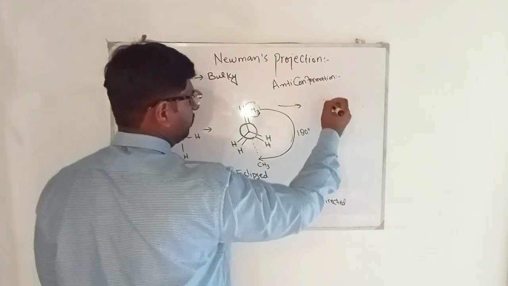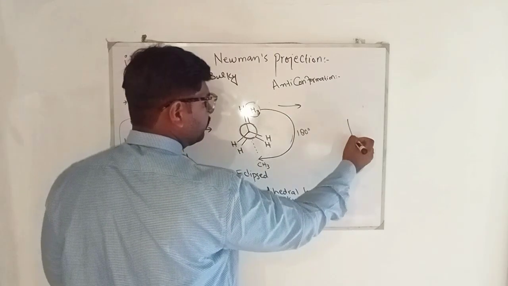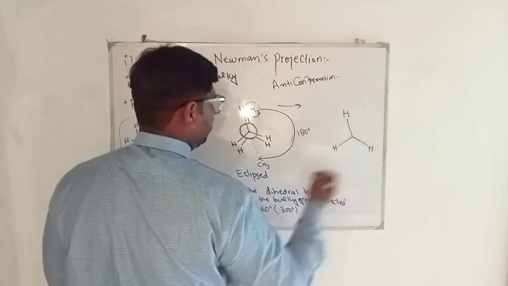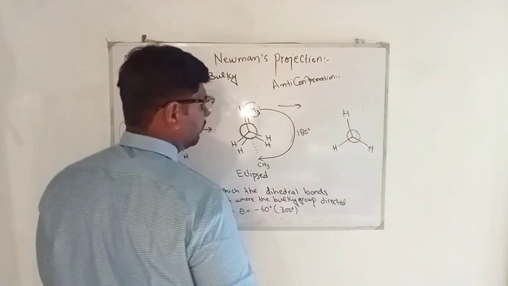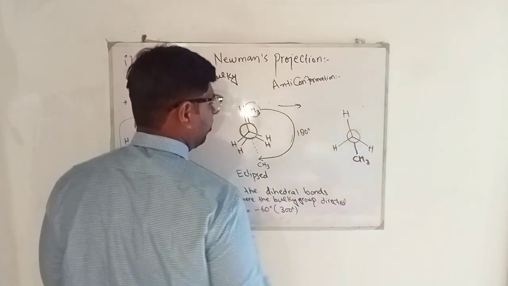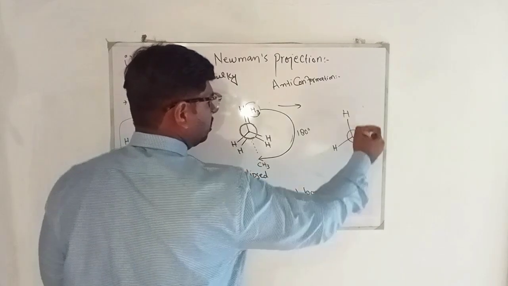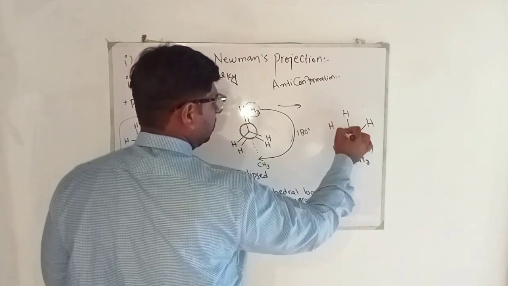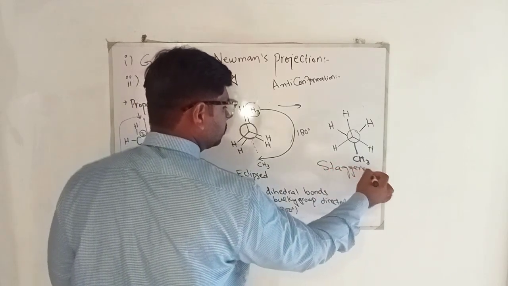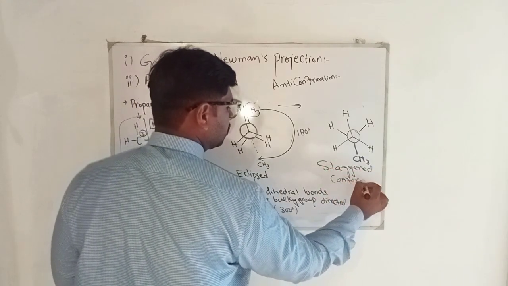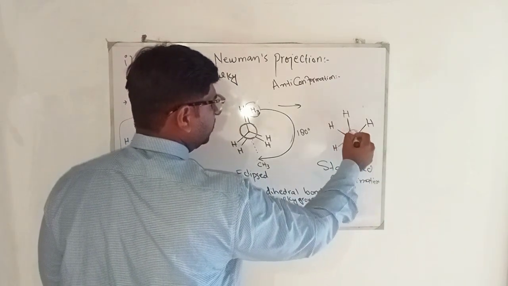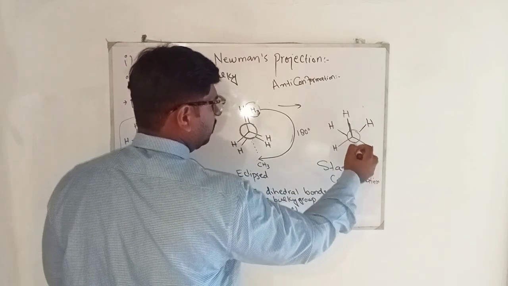Let's draw the anti-conformation. Now, the anti-conformation will look like this. This is our front carbon that is attached to 3 hydrogen atoms, and here we have drawn the backward carbon, and here we have mentioned our bulky group in the form of methyl, and we have hydrogen atom here. If you look closely, it is also a staggered conformation. And the angle is 180 degrees between here and here.